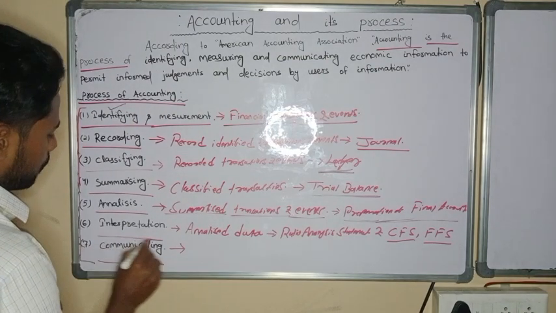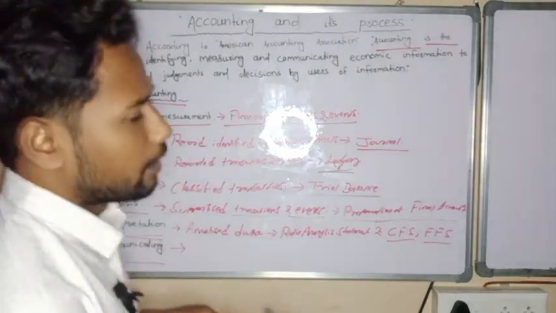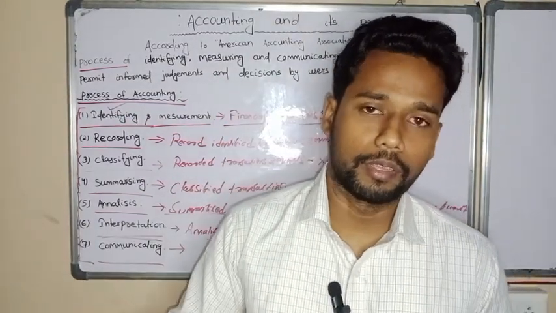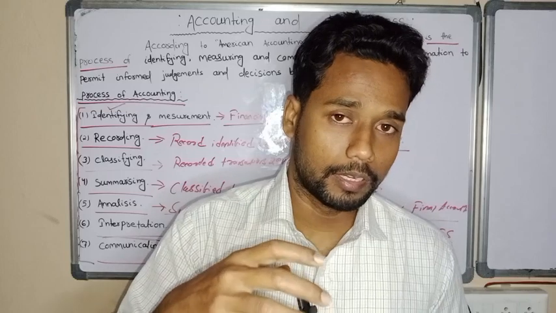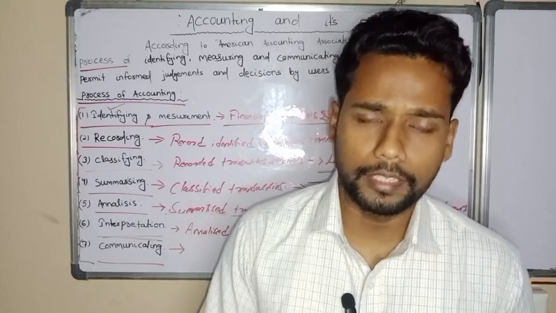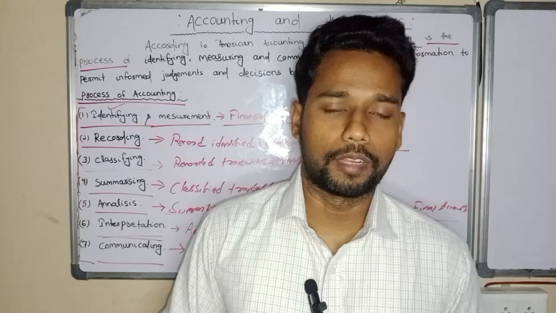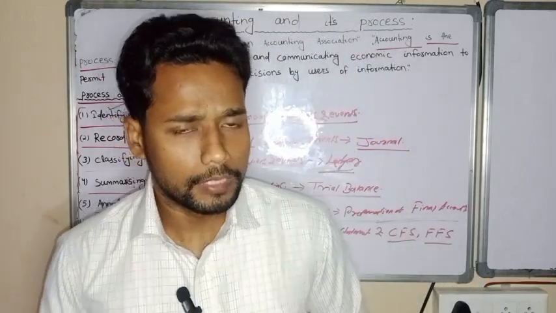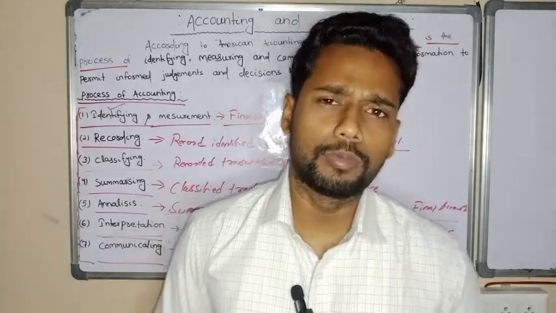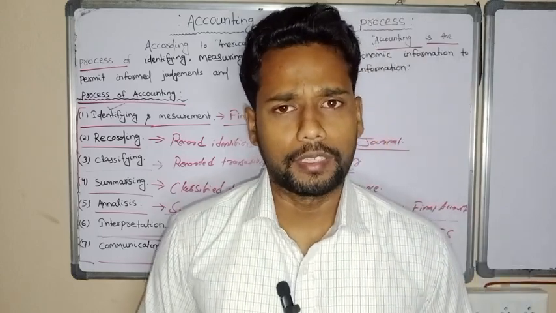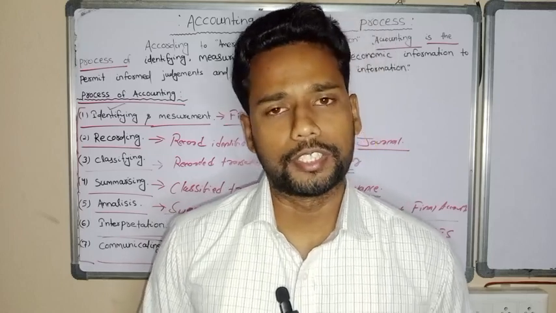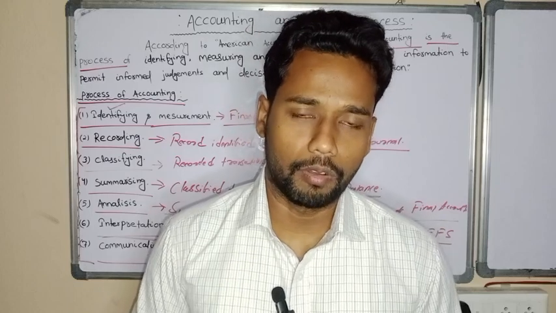So after preparing trial balance, we can prepare final account. Then the interpretation process will begin. We will analyze and interpret all the information. We take the figures from the PL account and balance sheet, interpret them, and supply them to the interested parties. That is called communication. Here all the process of accounting is done. From this we can conclude the definition of accounting: accounting is the process of recording, summarizing, analyzing, interpreting the data, and supplying and communicating it to its interested parties. This is all about accounting.